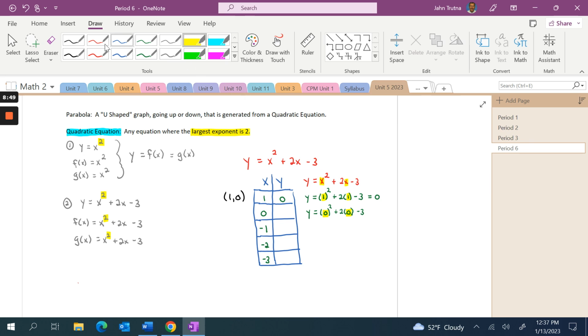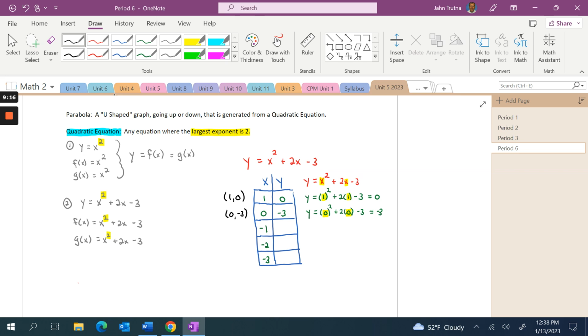I work this out. That is equal to 0 to the second power plus 2 times 0 minus 3. That is equal to -3. So that means y is equal to -3. So in the y column, next to the 0 in the x column, I put a -3. And that creates the ordered pair for me with the coordinates 0, -3. You get what I'm doing?